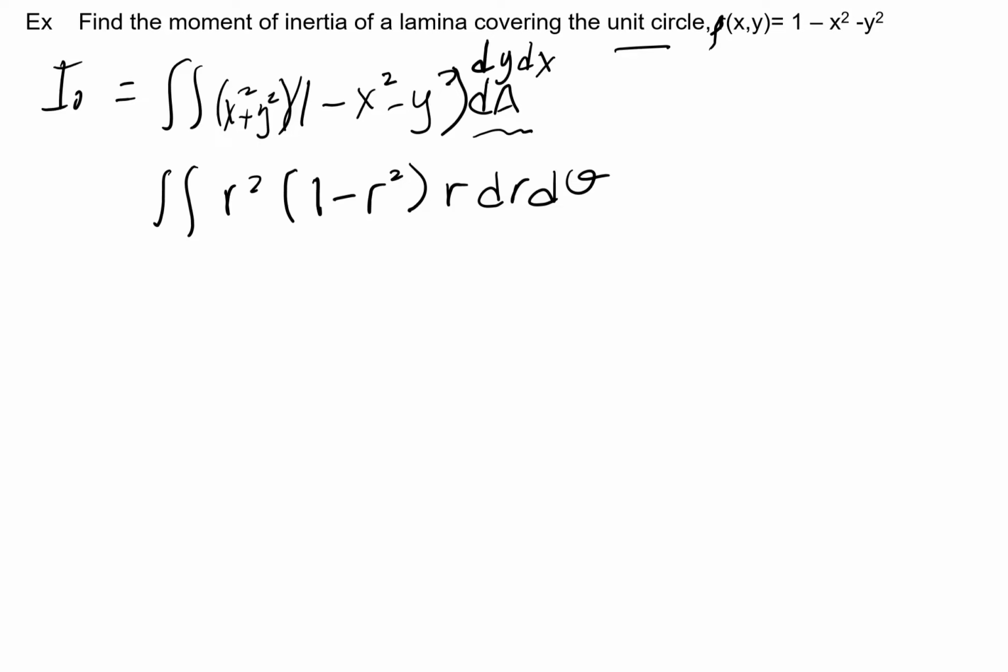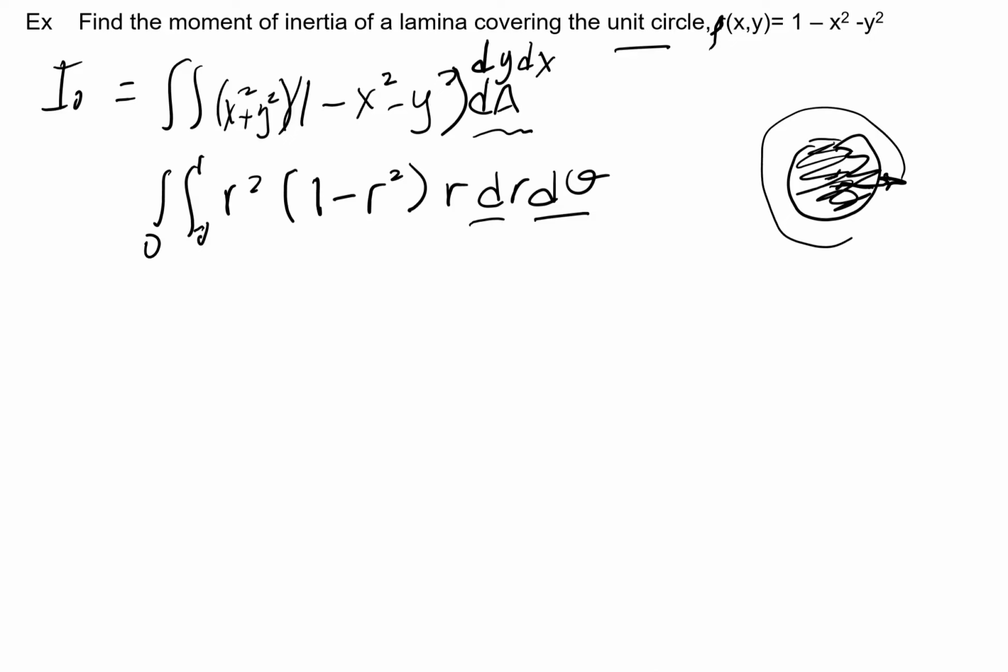Next, we want to figure out what the limits on r and the limits on theta should be. Because it's a unit circle, we can see that the radius is 1, but we want to cover the entire area of the circle, including the interior, which means that our r is going to go between 0 and 1. But our theta will go all the way around the circle, from theta equal to 0 all the way until theta is equal to 2 pi.